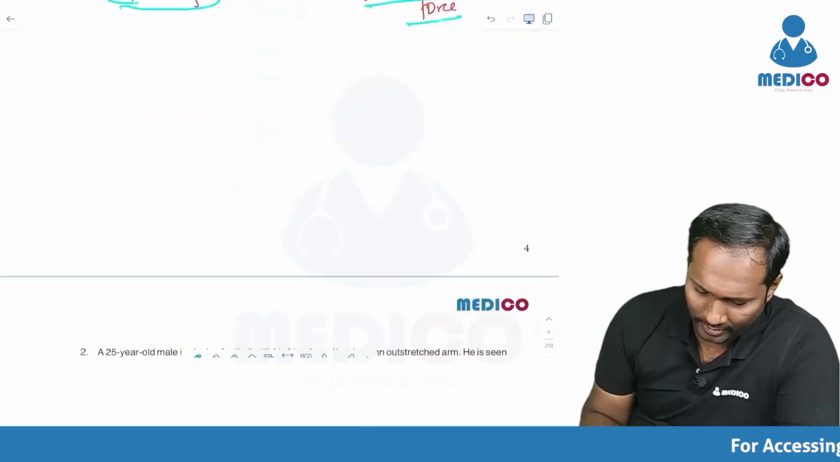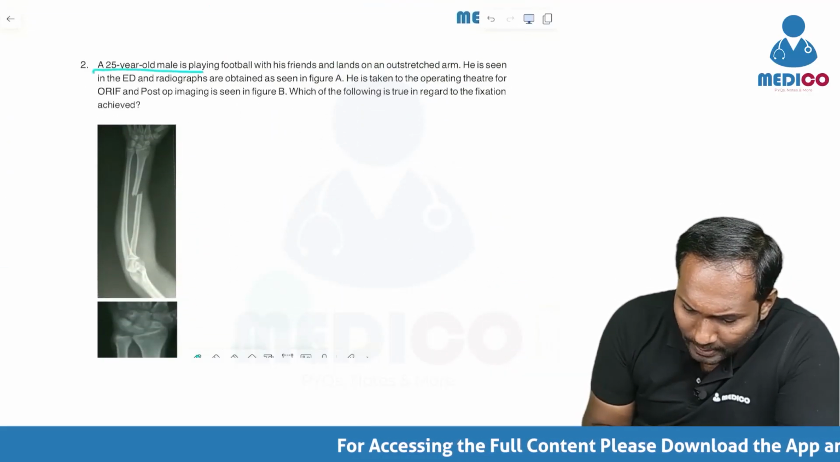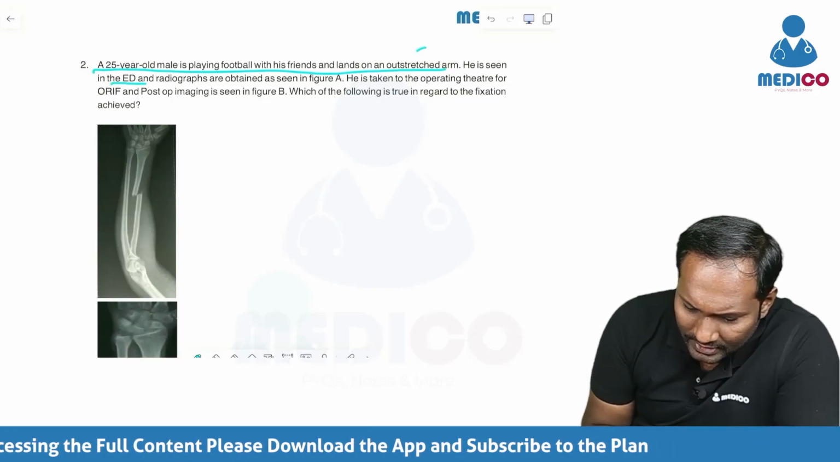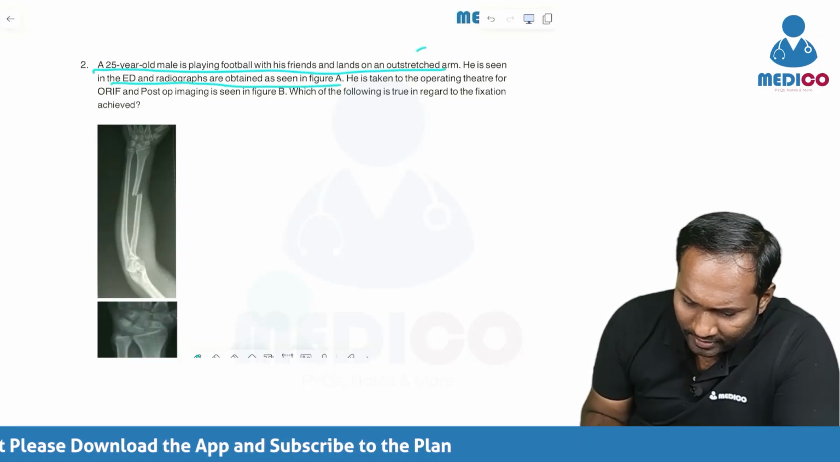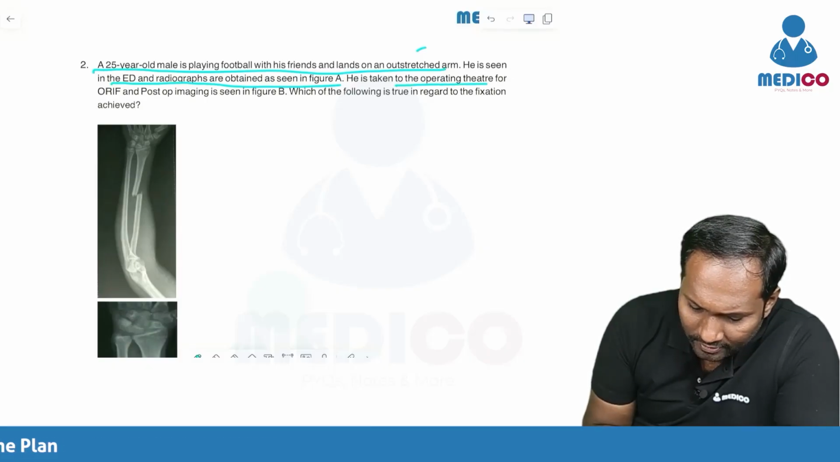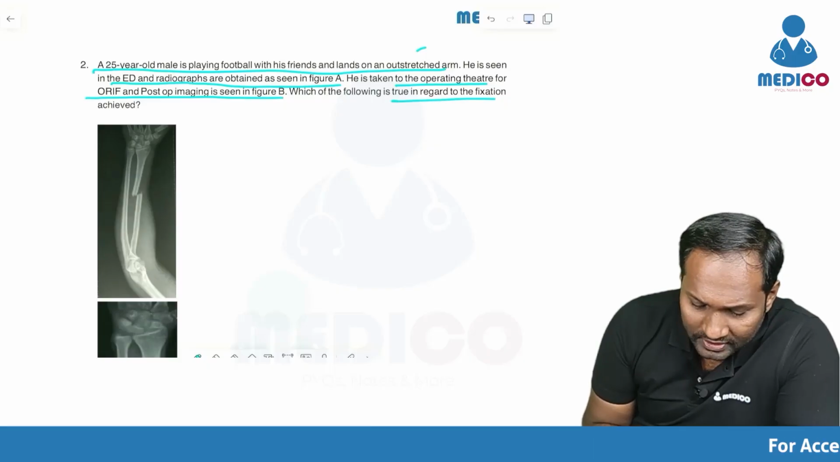Next question, guys. A 25-year-old male is playing football with his friends and lands on an outstretched arm. He is seen in the emergency department and radiographs are obtained in figure A. He is taken to the operation theatre for open reduction, internal fixation, and post-op imaging is given. Which is true in regard to the fixation achieved?